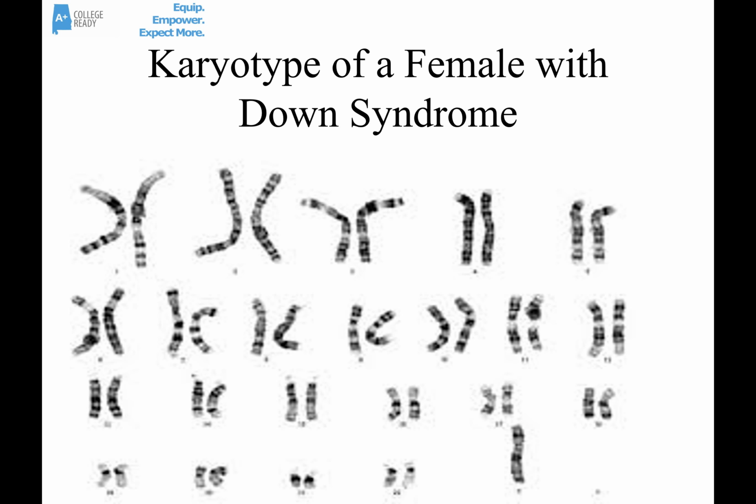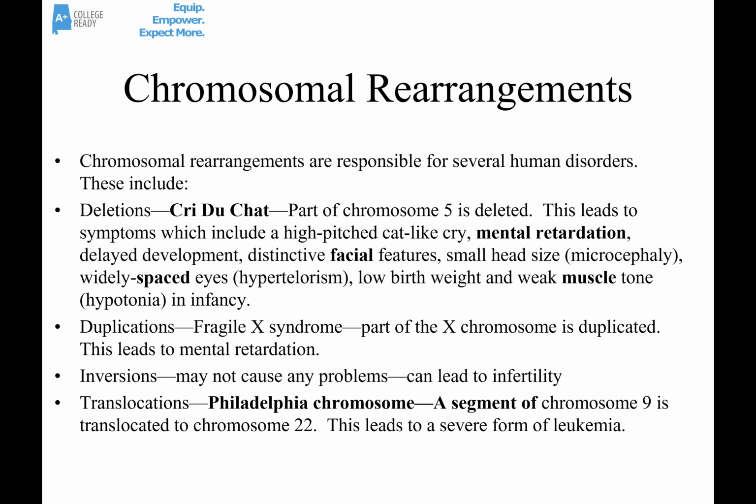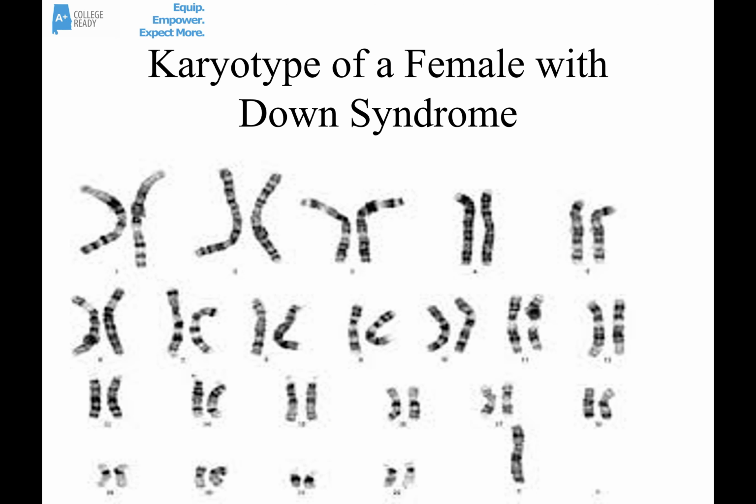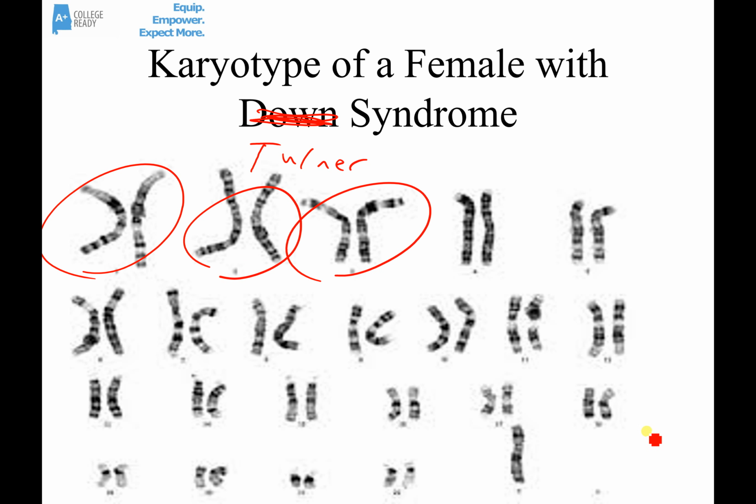Here's a karyotype for a female with Down syndrome. And that's labeled incorrectly. This is a female not with Down syndrome. This is a female with Turner syndrome. Because there are 2 of each pair of chromosomes all the way through until we get to the sex chromosomes. There's only 1 X. There are no Ys. So this is Turner syndrome.